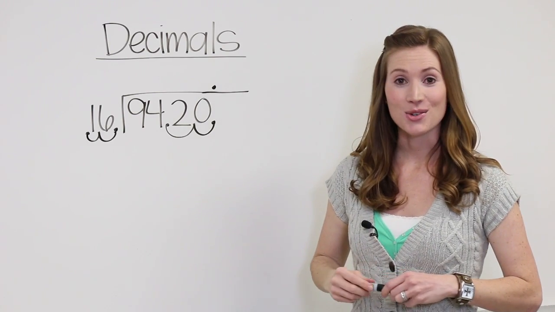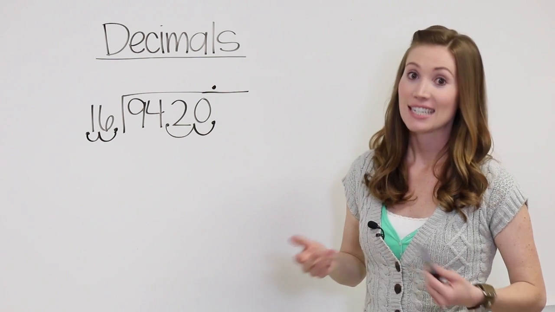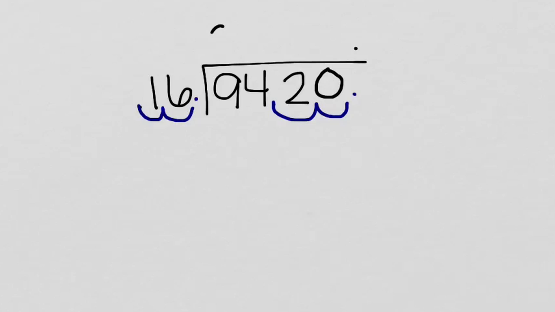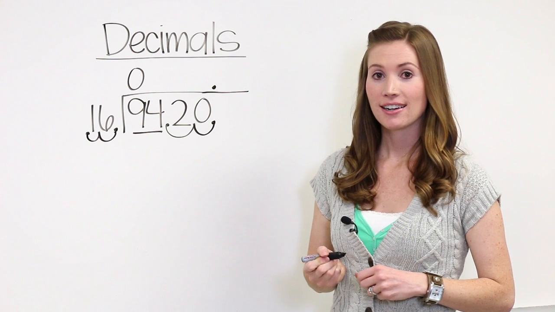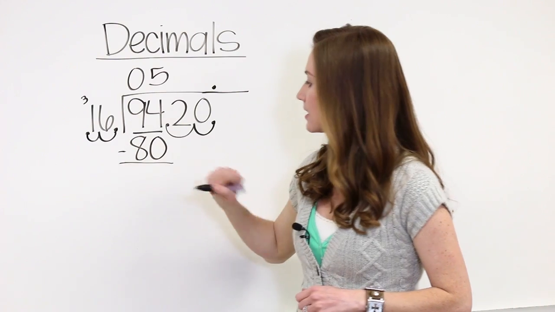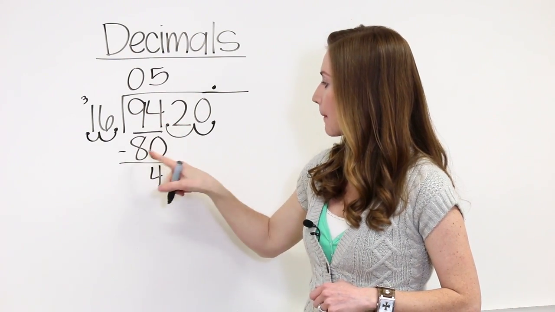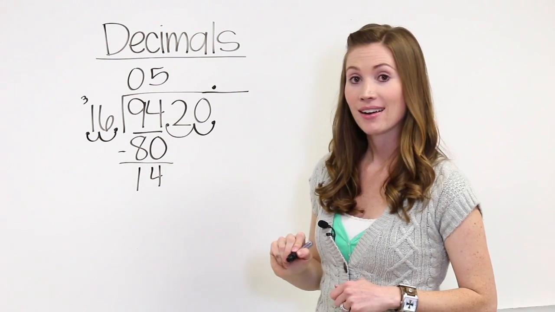Now let's divide as usual. How many times can 16 go into 9? 0. What about 94? 5. 5 times 6 is 30. We write the 0, carry the 3. 5 times 1 is 5, plus 3 is 8. Let's subtract. 4 minus 0 is 4. 9 minus 8 is 1.